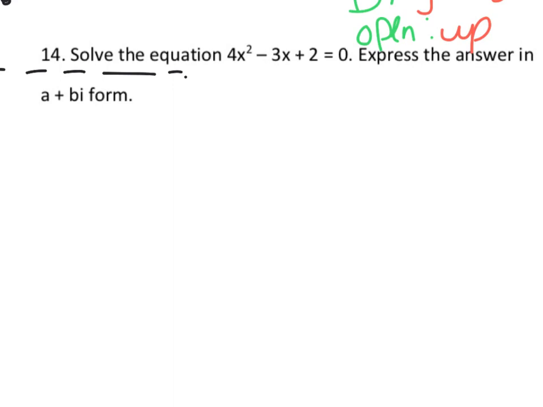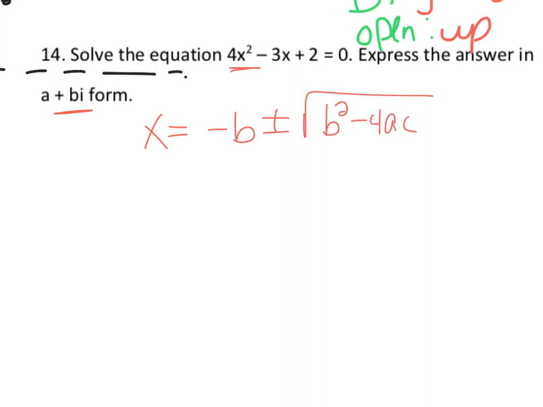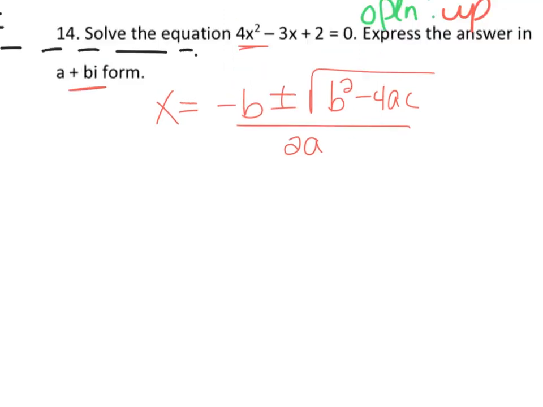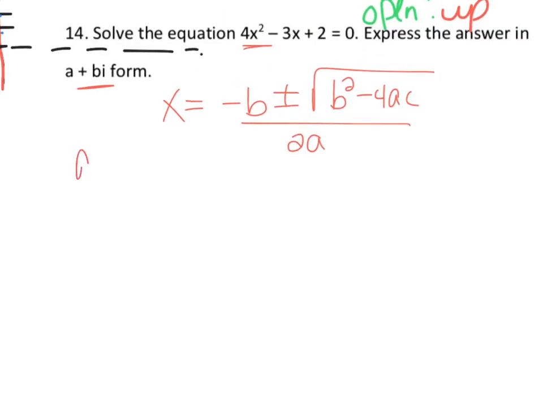Okay, so solve the equation and express your answer in simplest a plus bi form. Right away I see an x squared and I see a plus bi form, so I'm thinking quadratic formula. So I go to my reference sheet and I write this down, and I go ahead and solve, because this one's probably not factorable. Okay, so I got a equal to 4, b equal to negative 3, and c equal to 2, because we see a, b, c.